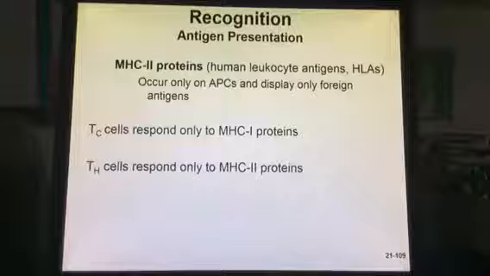The other type is the MHC2 protein, and they only occur on these APC cells and on foreign antigens. So the T cells, or the cytotoxic T cells, only respond to the first, that self-antigen, and then the helper cells respond only to the second one.